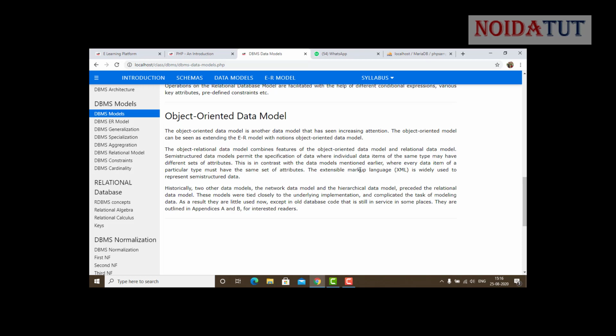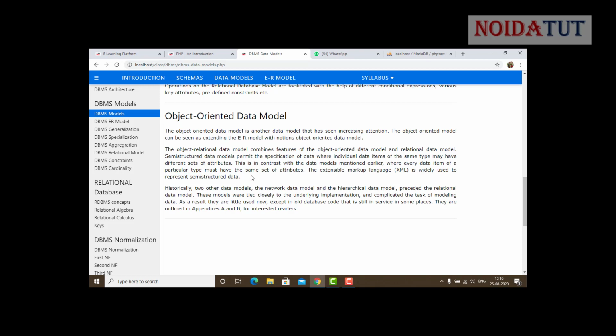Semi-structured data models permit the specification of data where individual data elements of the same type may have different sets of attributes. This is in contrast with the data models mentioned earlier, where every data item of a particular type has the same set of attributes. The extensible markup language, XML, is widely used to represent this semi-structured data.